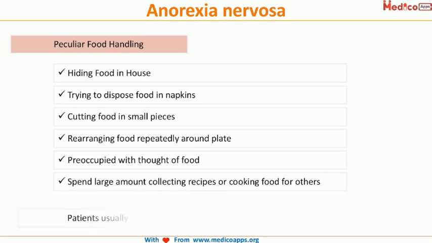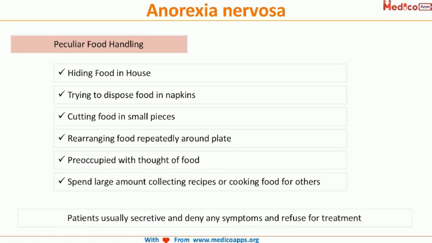The most important point you probably have to remember is that patients of anorexia nervosa are usually very secretive about their symptoms, and they deny any symptoms and even refuse treatment because they do not feel that they have any problem. They feel that they are not wrong. So these are the characteristic food handling habits and attributes of anorexia.